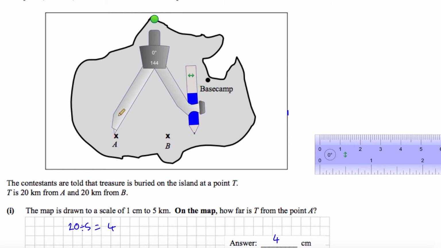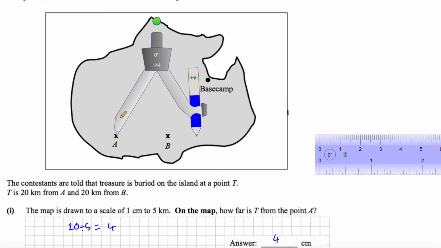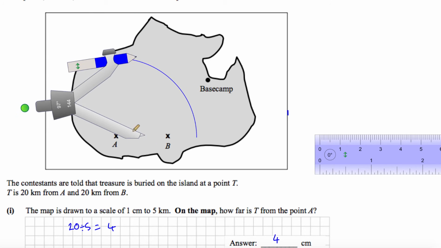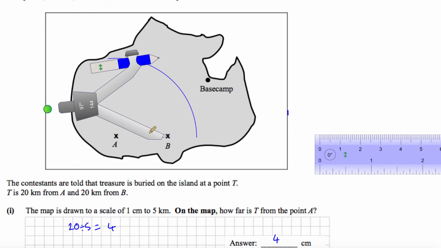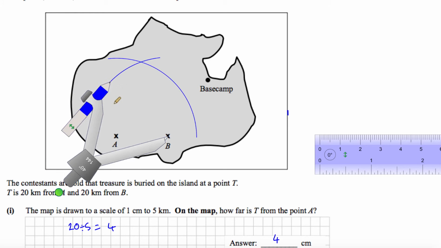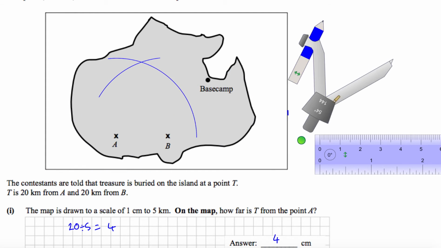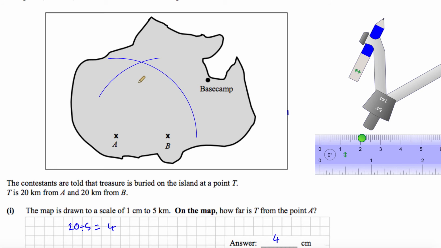And then you're going to get the compass, put the point of the compass on A, and swing an arc, and then put the point of the compass on B, and swing another arc. And where the two meet, that will be the point that we label T. So along these two arcs, you're 4 centimeters away from A and B. So that's the point T.